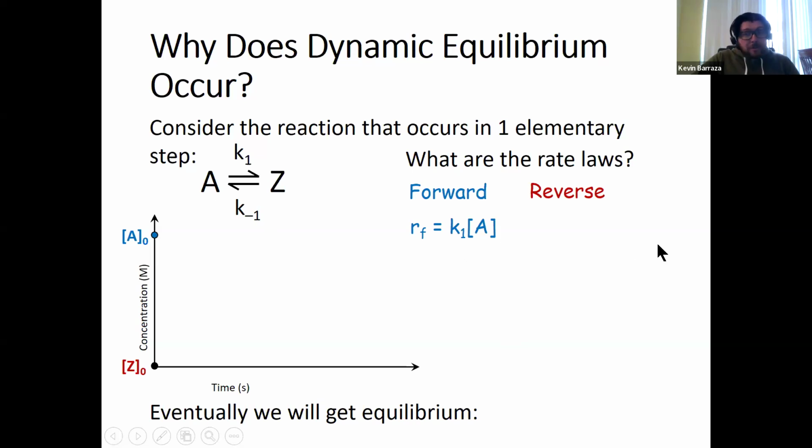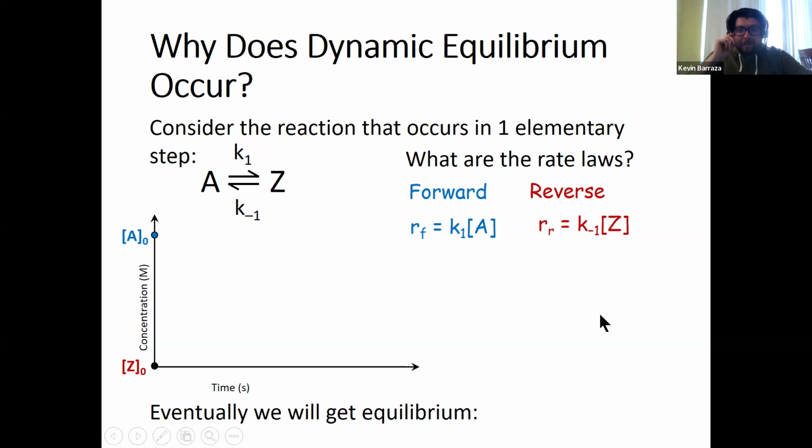And our rate law in the reverse direction, if we read it backwards, R equals K minus 1 times Z, right? So we're always writing rate laws in terms of what is being used to go in that direction. So it's always going to be the reactant in that case. So in the case of going reverse, the reactant is Z. Okay, so these are our steps.